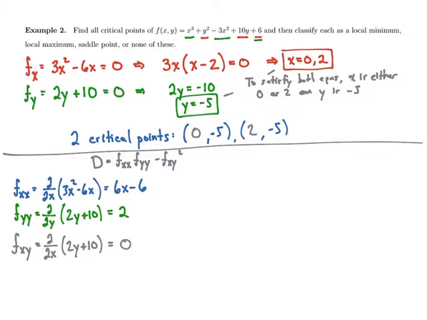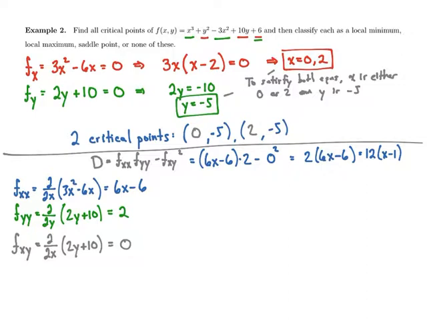So this value of D here is going to be 6x minus 6, that's fxx, times 2 minus 0 squared. It's just going to be 2 times 6x minus 6, or 12x minus 12, or you could factor out the 6: 12 times x minus 1.